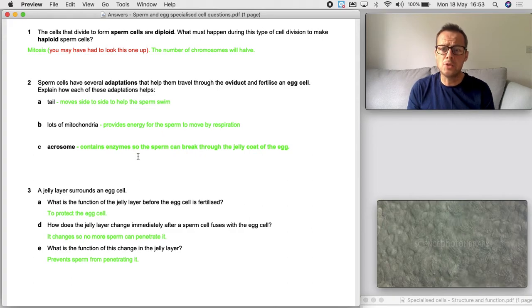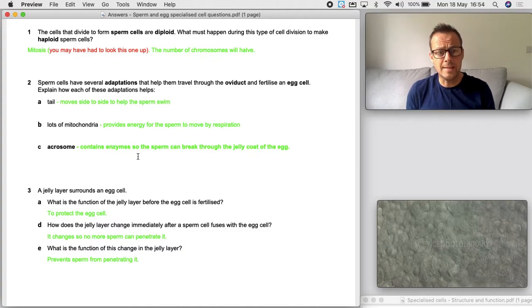How does the jelly coat change after the sperm cell fuses with it? The jelly coat surface changes, so no more sperm can get in. The substances actually change to prevent the enzymes from working. What is the function of this jelly coat?